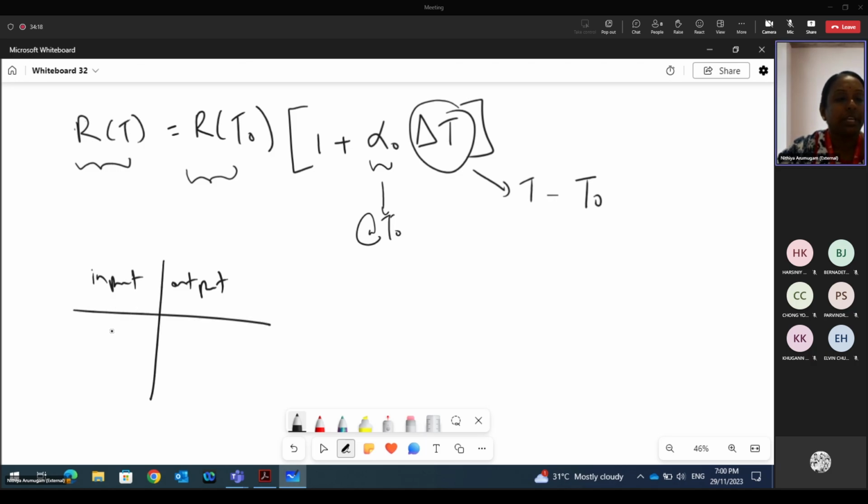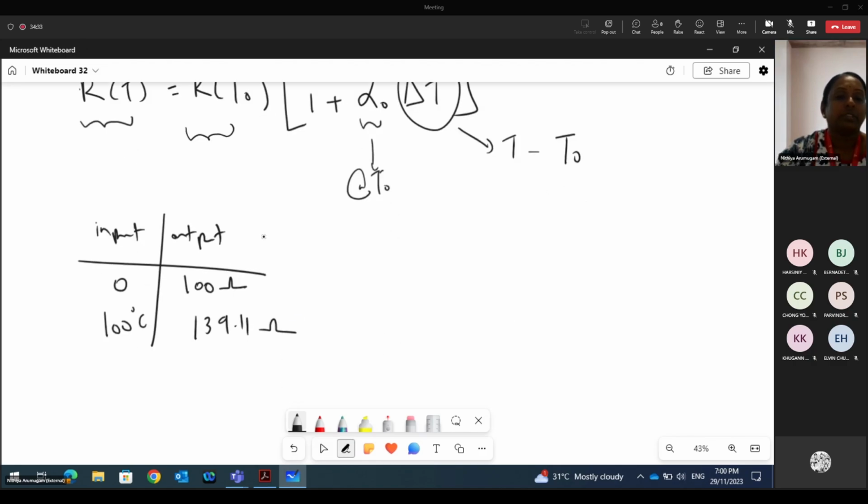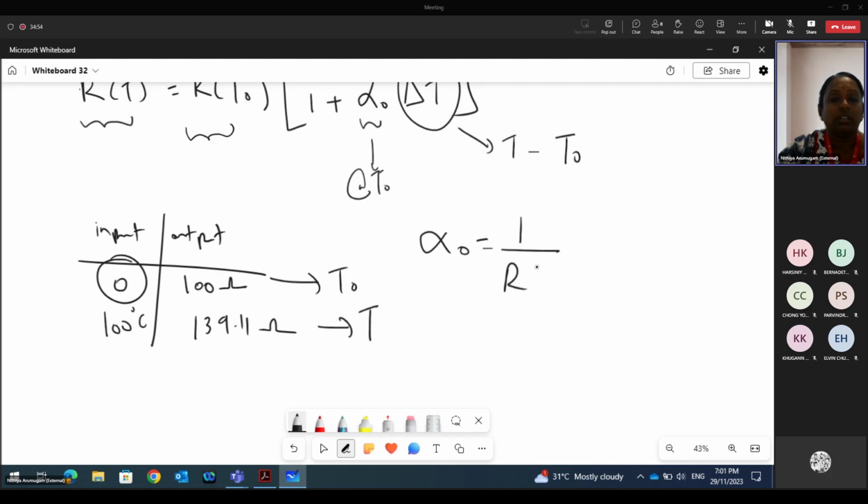The input will be 0 and 100 degrees Celsius, and the output will be 100 ohm and 139.11 ohm, right? Now, if you notice, this is the T naught, the 0, and this is the T. So by rearranging the equation, I will get the temperature coefficient in terms of R T naught. Just rearrange the equation.